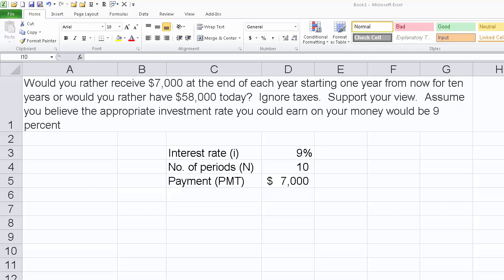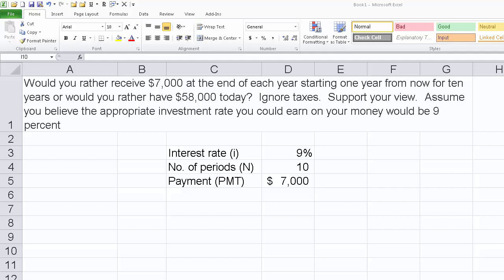Okay, here's a quick time value of money problem that we can solve together. Would you rather receive $7,000 at the end of each year, starting 1 year from now for 10 years, or would you rather have $58,000 today? Ignore taxes and support your view. That was the question I asked to the class. But let's work through the math here.